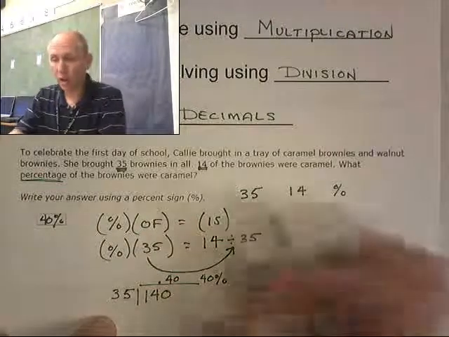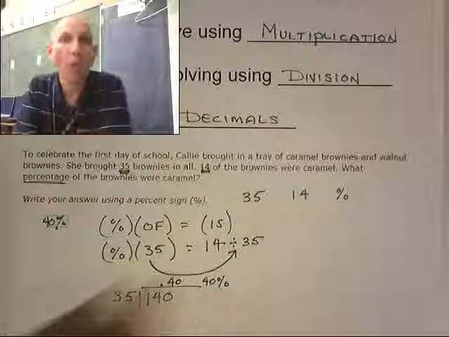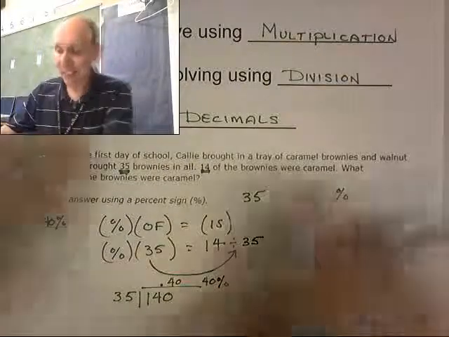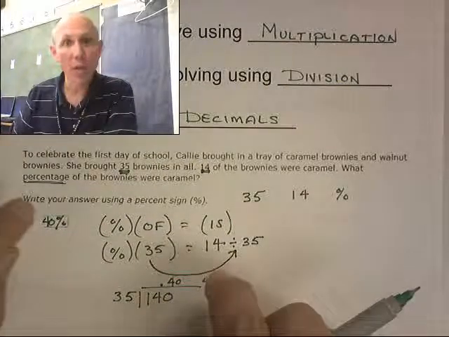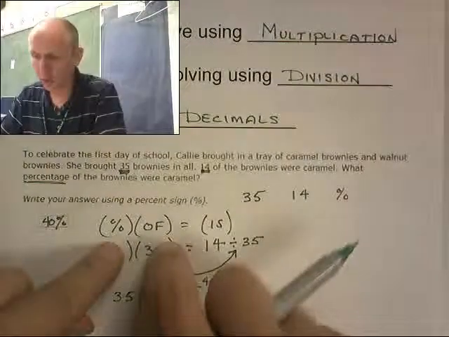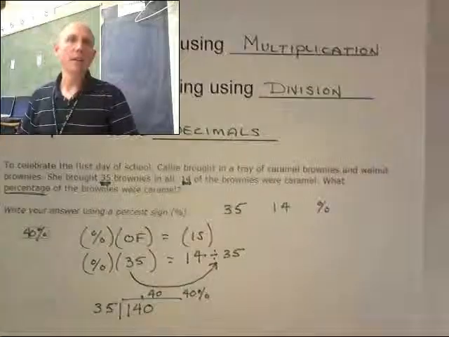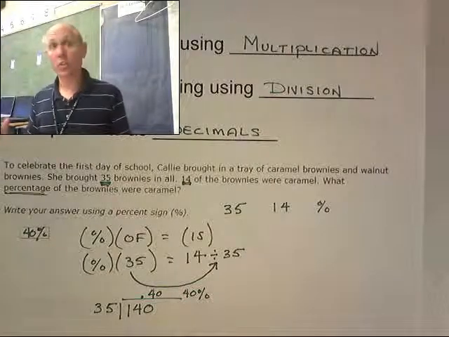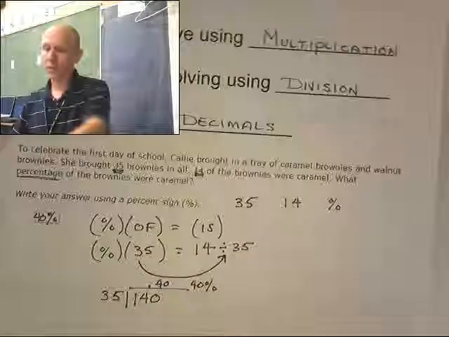You already know how to solve this type of equation. The only thing that's new here is getting the information into the equation. You need to take the information out of the word problem and put it into the equation that we're going to use, the percent of is equation. Let's do another one.